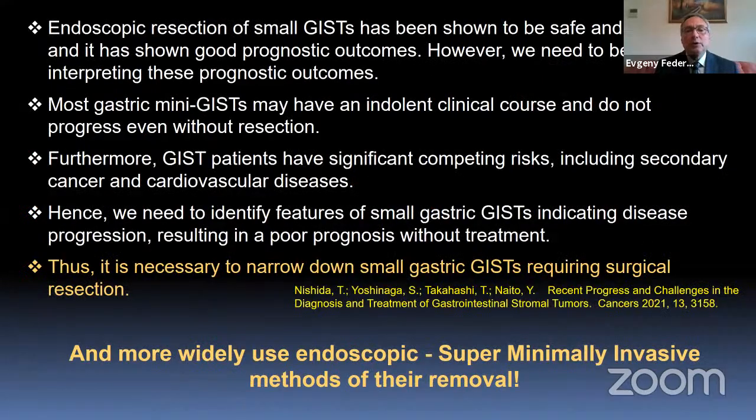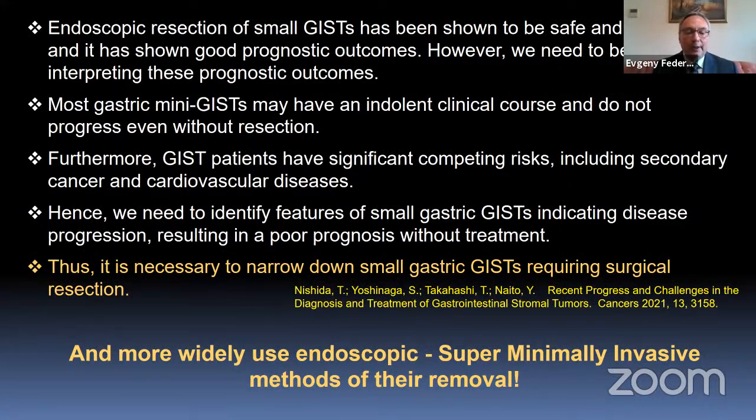And I would like to finish my presentation with the 2021 article from Japan, and I agree with the Nishida sensei that endoscopic resection showed good prognostic outcomes. However, of course, we need to be careful in interpreting these prognostic outcomes, because most gastric so-called mini GIST may have an indolent clinical course and do not progress even without resection. Hence, we need to identify features of small gastric GISTs indicating disease progression, resulting in a poor prognosis without treatment.